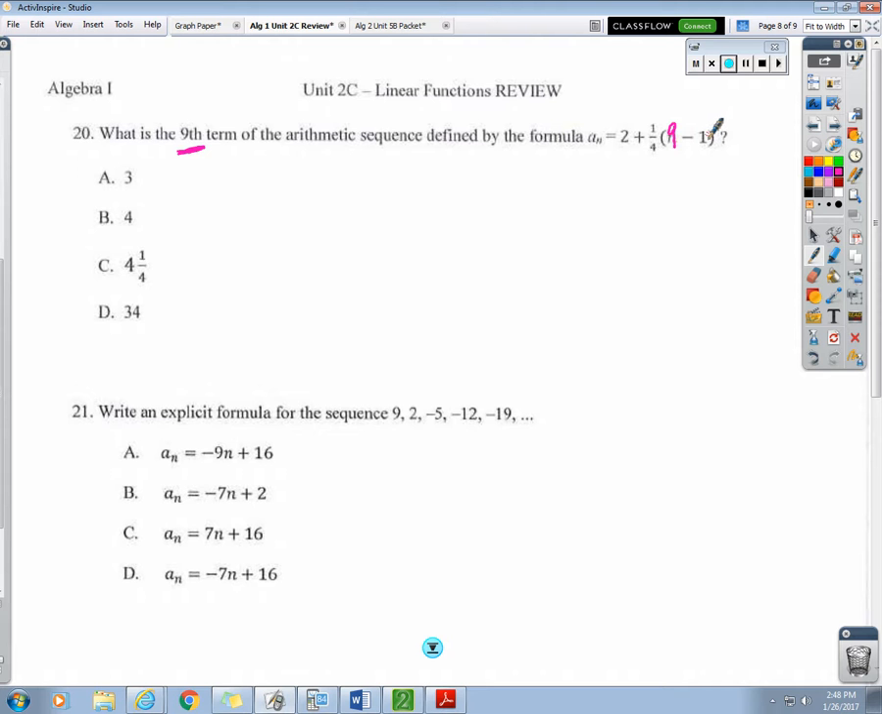What's 9 minus 1? 8. What's 8 times 1/4? What's a quarter of 8? 2. And what's 2 plus 2? 4. Or if you can't do all that in your head, just put the 9 there and then type it in the calculator just how it looks.